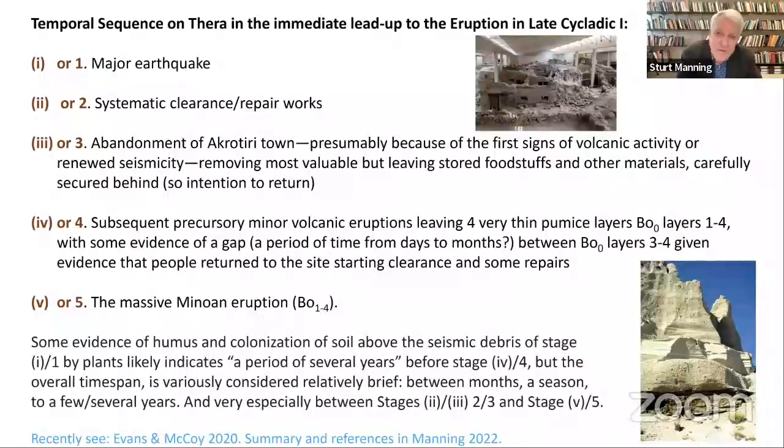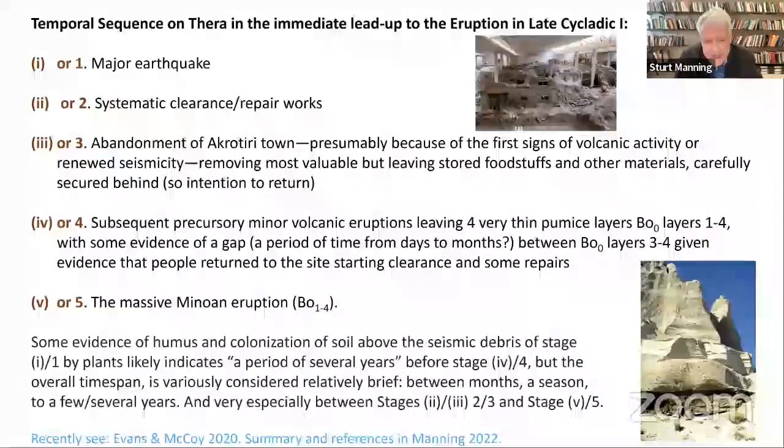The other really important piece of information is we do have a clear stratigraphic sequence that leads up to the time of the eruption, and this hasn't perhaps been used sufficiently in past work. A good summary was in the recent article by Evans and Floyd McCoy. And I just describe here the 5 different stages of eruptive activity that we have.